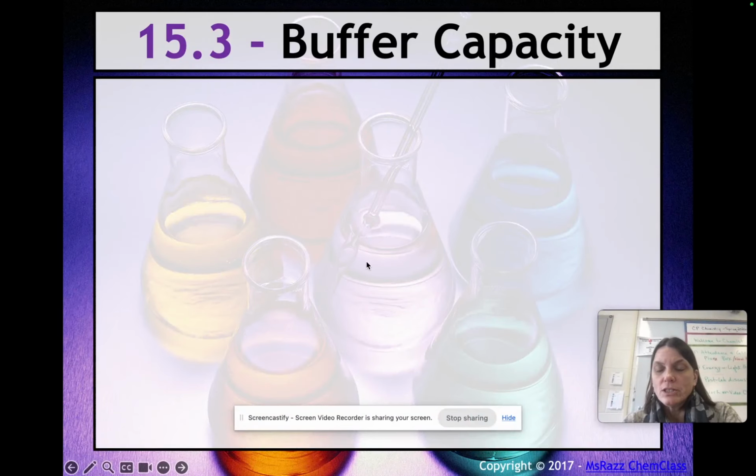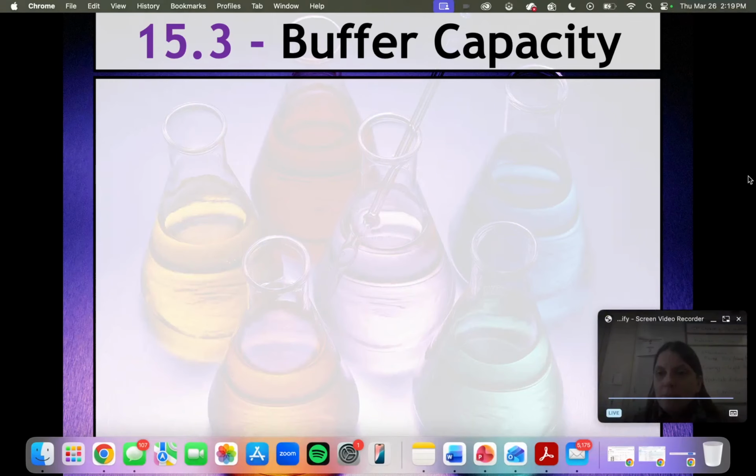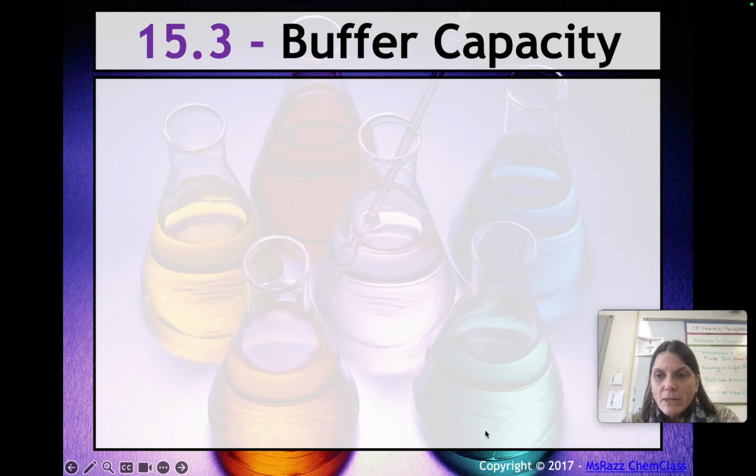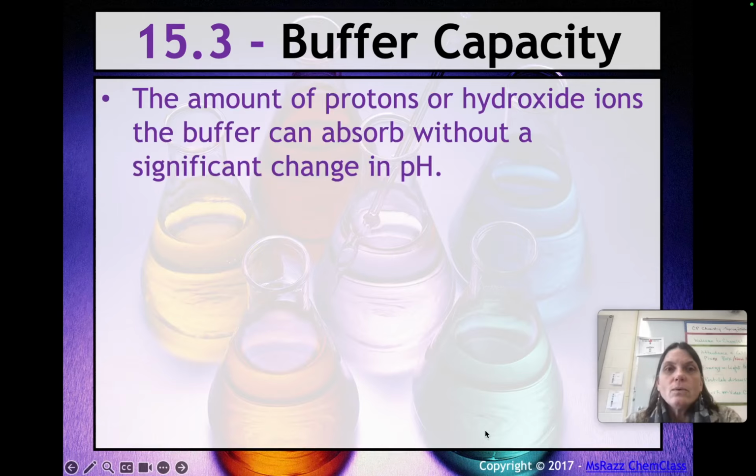So we have one more section to talk about with buffers. This last part is about some of the finer points. Buffer capacity. The amount of protons or hydroxide ions that a buffer can absorb is the buffer capacity.